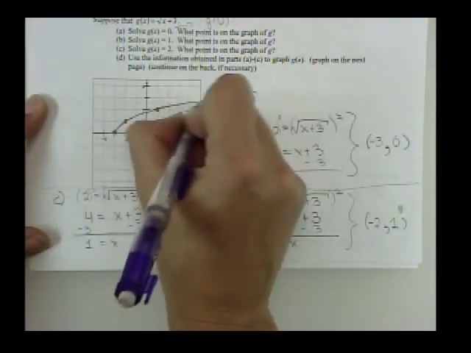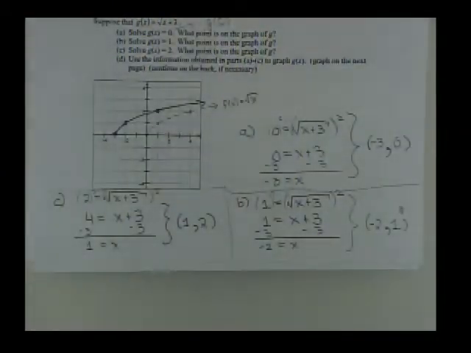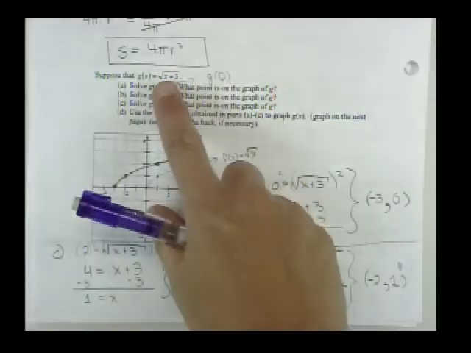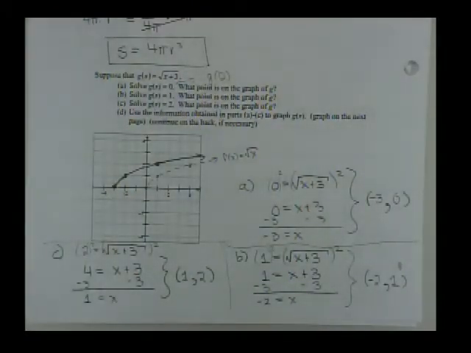So if you don't remember the rules about moving left and right, it's not like you're stuck. You can't do anything. You could also make a t-table and plug in points for x. You should get the same graph.